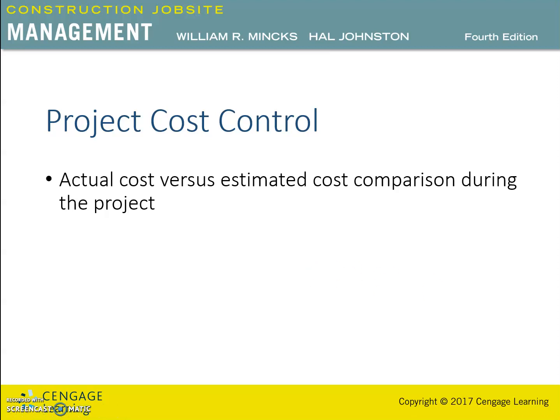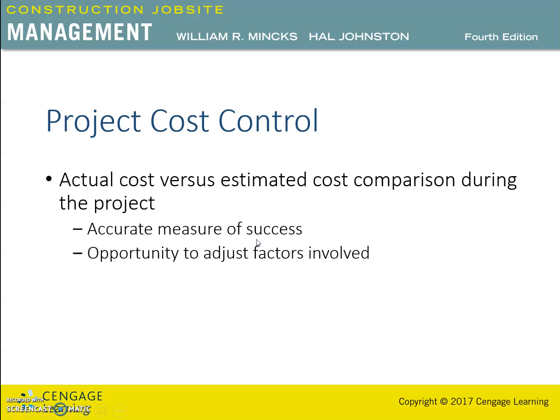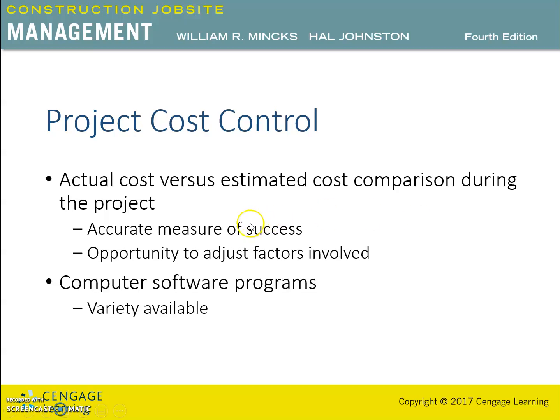The project cost control is the next topic after the time control. So the comparison of the actual cost with the estimated cost during the project provides an accurate measure for the current success of the project. The cost comparison data during the construction activity provides the contractor with the opportunities to adjust factors involved with the activity. So active cost control enables the contractor to achieve a profit on construction activities.